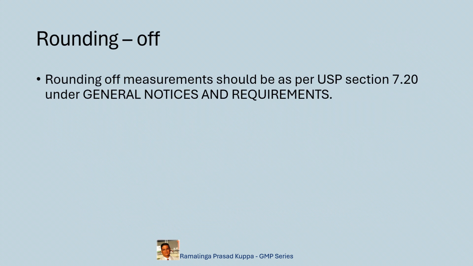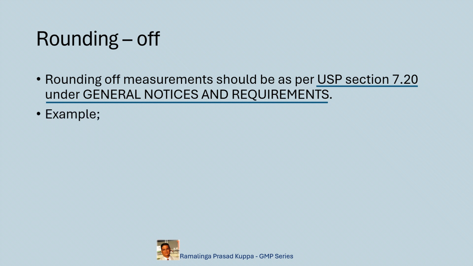Rounding off. Rounding off measurements should be as per USP section 7.20 under general notices and requirements. Rounding off and least count are supplemental to each other. The least count should be selected to comply with the requirements of section 7.20 and the prescription.